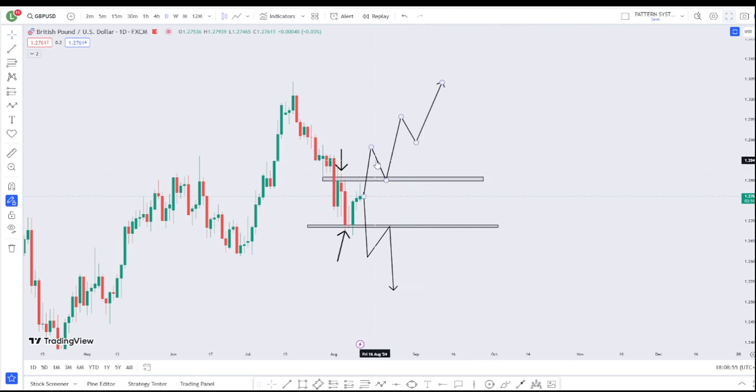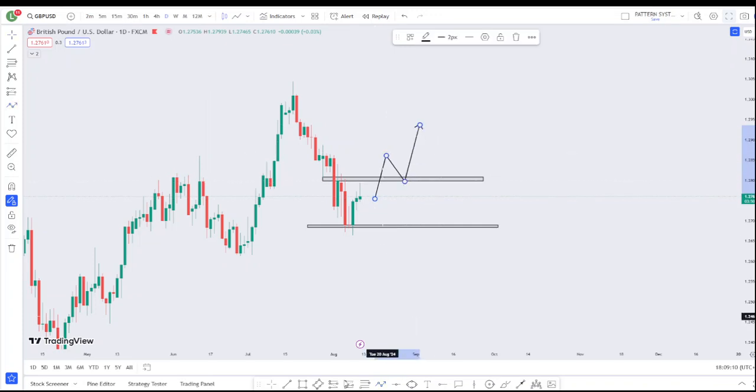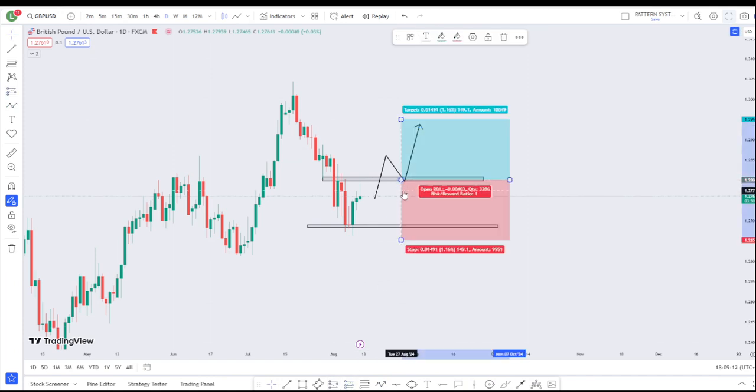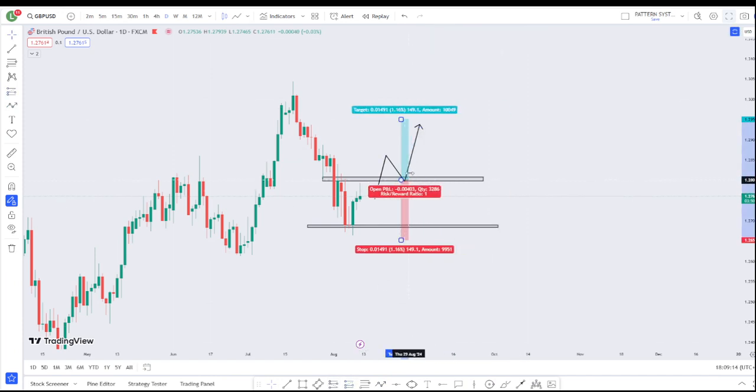Now our two sentiments on pounds US dollar for the week. The first is to take a buy opportunity if price breaks this high to the upper side, then we wait for a pullback at this support zone here so that we can take a buy opportunity around this zone. That is our sentiment 1, or buyers 1.